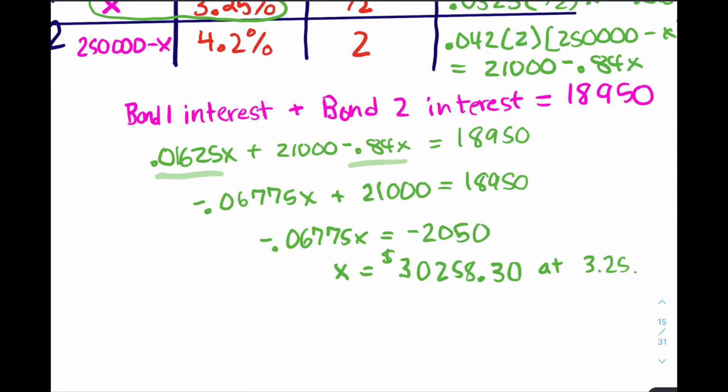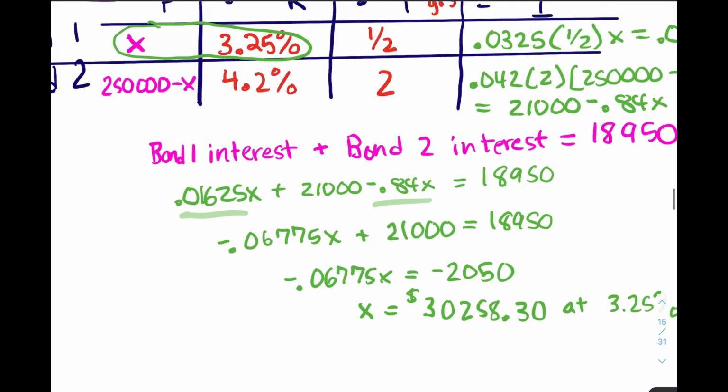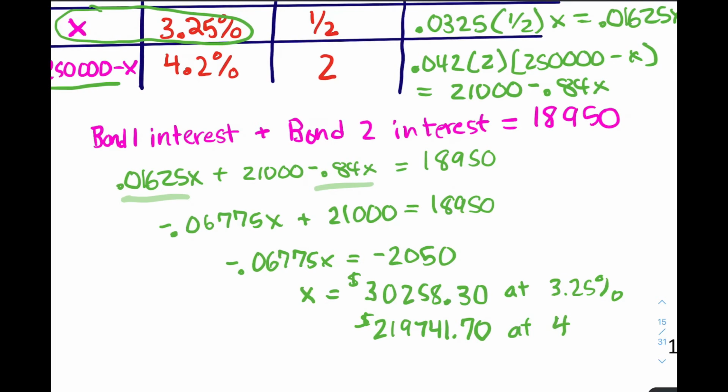So that was my amount at 3.25% if you look back in my table. My second amount is $250,000 minus that. So if I take $250,000 minus my $30,000 that I just got, I'm going to get about $219,000 at my 4.2% interest.